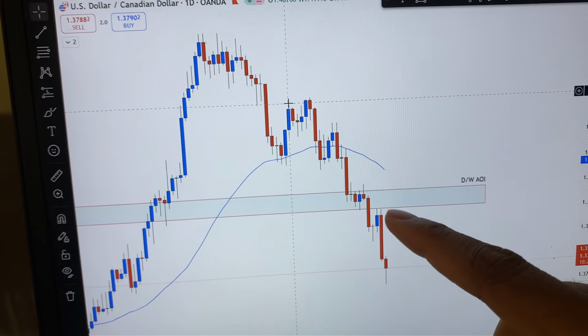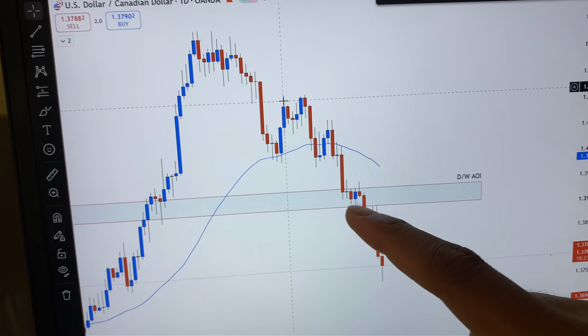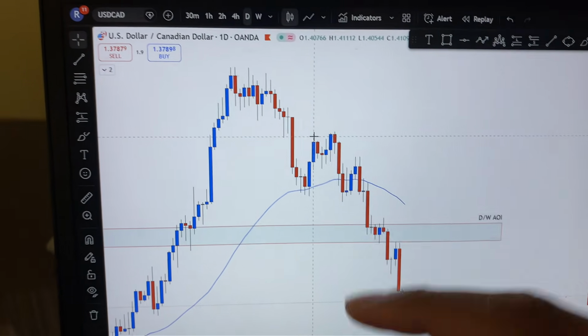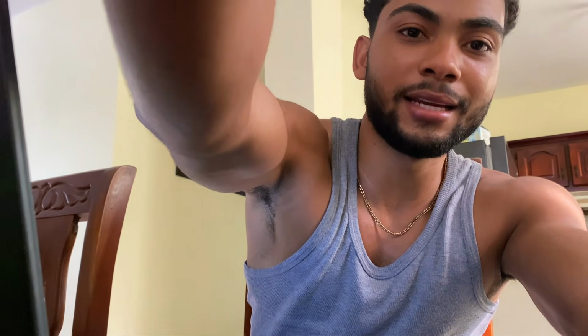And USD CAD, this is the thing, guys. Price already wicked into this zone and then went down, and I didn't catch it. I was not able to catch this trade, and it happens, guys. This is the reality of this business. This is the risk to reward of the business that we're in, and it sucks. But eventually we will reap the rewards of that work.